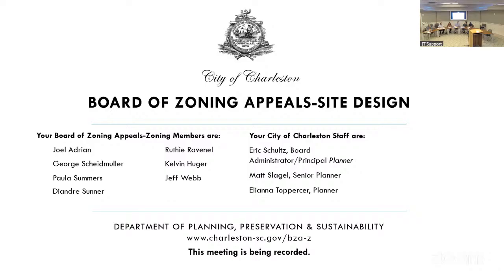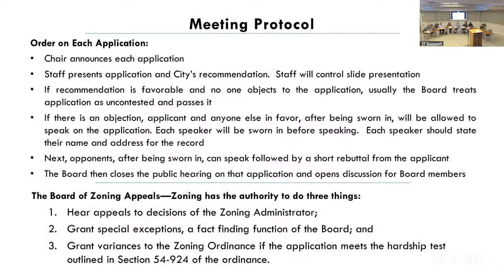We will conduct this meeting in the usual fashion. We will first receive information from city staff about the application and their recommendation. If the recommendation is favorable and no one objects to the application, the matter is uncontested. The board reserves the right to ask questions of staff, applicant, or others prior to rendering a decision. If, however, the city recommends against the application or there is opposition to the application, we treat the application as contested, hear from the applicant and anyone else in favor of the application. Next, we will hear from anyone opposed, followed by a short rebuttal from the applicant.